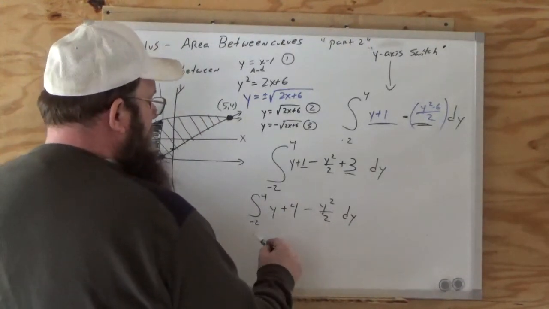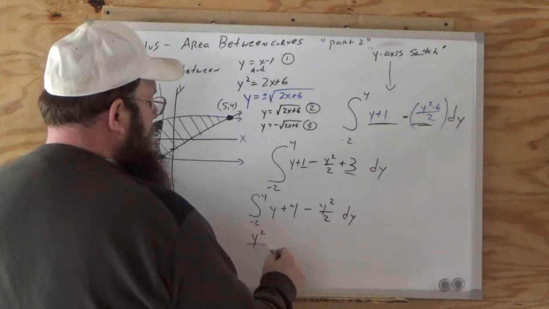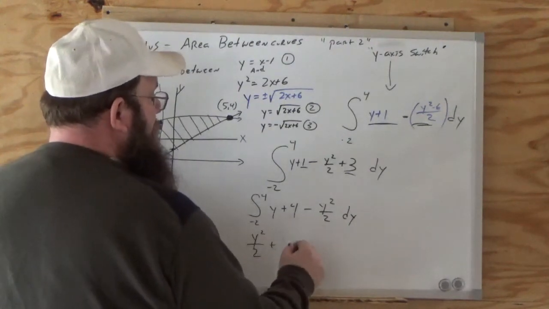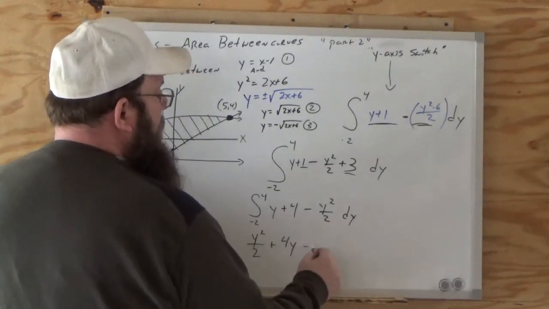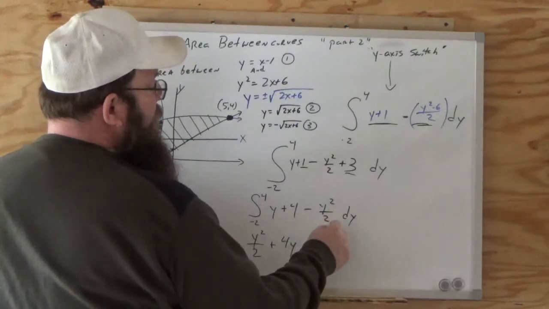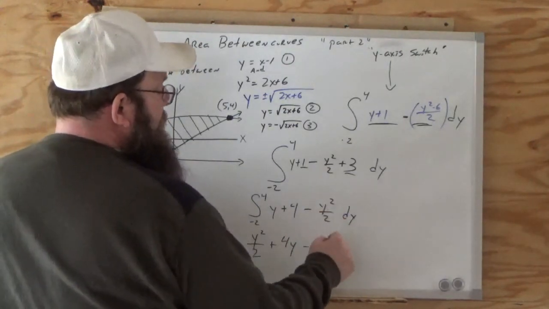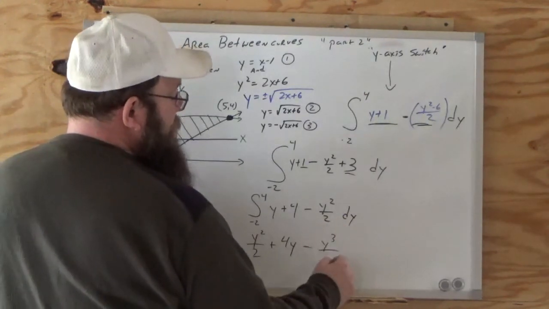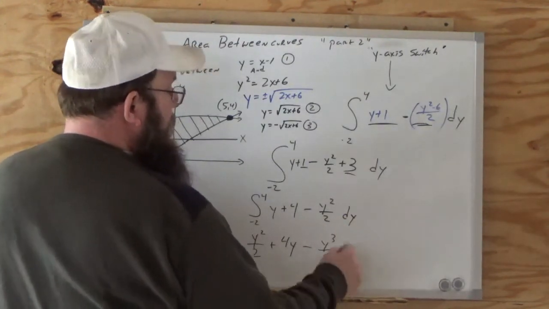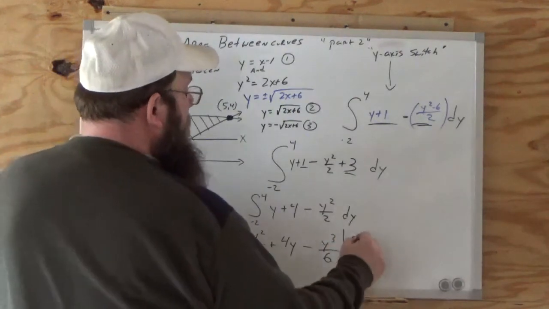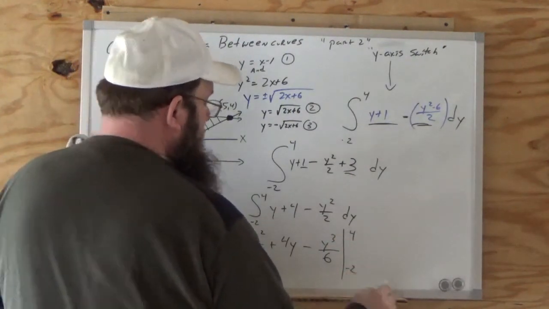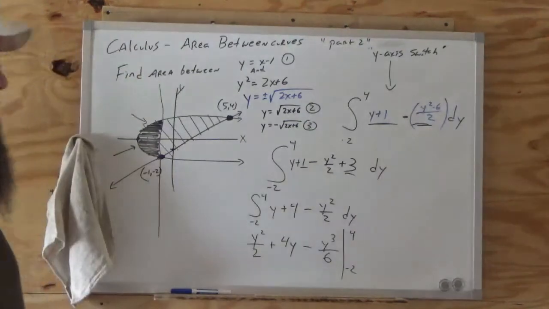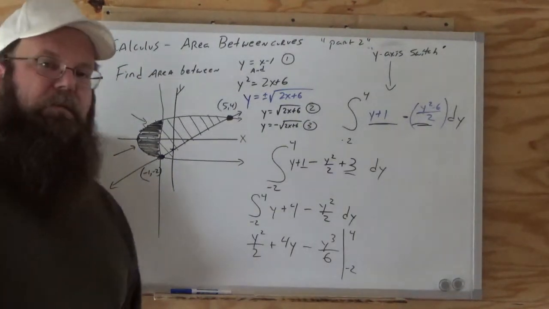What's the integral of y? Y squared over 2 plus the integral of 4y, minus y squared over 2. The integral is going to be y cubed over 3, but there's already a 2 there, so it's going to be y cubed over 6. Evaluate from -2 to 4.